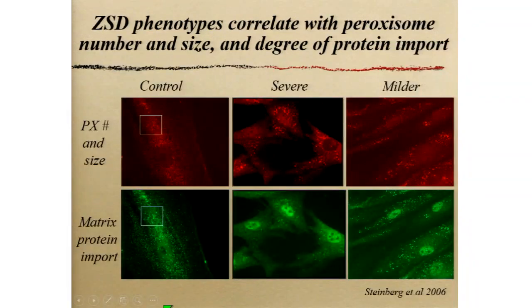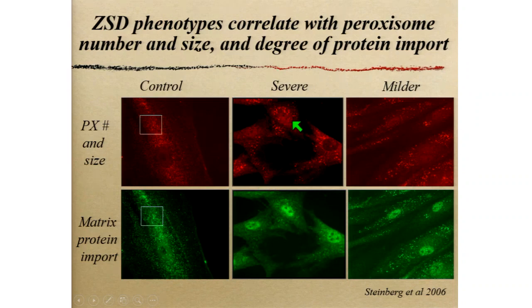So this phenotypic correlation also correlates with peroxisome number and size and degree of protein import. And so we're back to skin cells here, and the red is skin cells stained for peroxisomal membrane protein, so you can see the number of peroxisomes and their size. And here we're staining for matrix enzymes inside, so you could see whether these peroxisomes are actually importing enzymes. And so you can see in the controls you have numerous small peroxisomes, and they're all importing matrix enzymes.